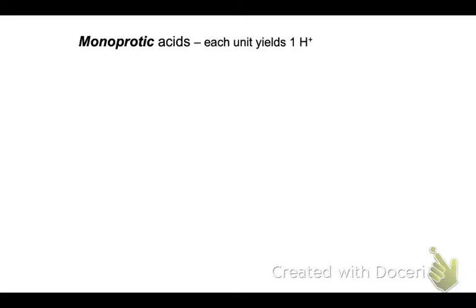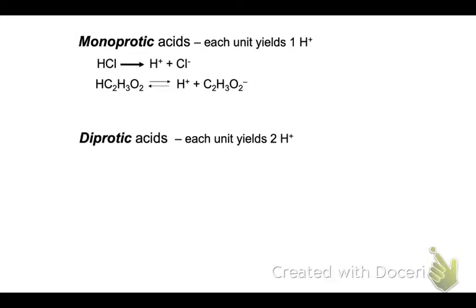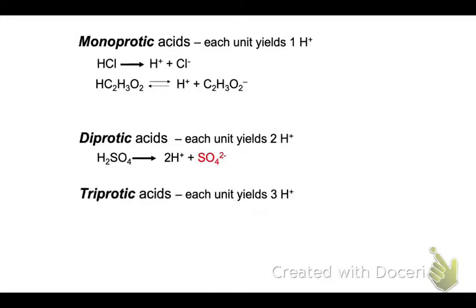A monoprotic acid is an acid that will yield only one proton once dissolved in water, like hydrogen chloride. It will give me only one proton, therefore it is a monoprotic acid. Acetic acid will only give one proton once dissolved in water, and therefore it is a monoprotic acid. A diprotic acid, each unit will give two protons, like sulfuric acid, for example. And a triprotic acid, each unit will give three protons, like phosphoric acid.